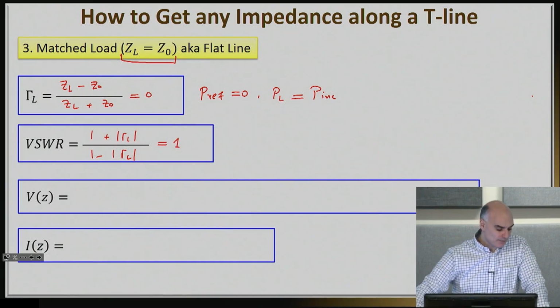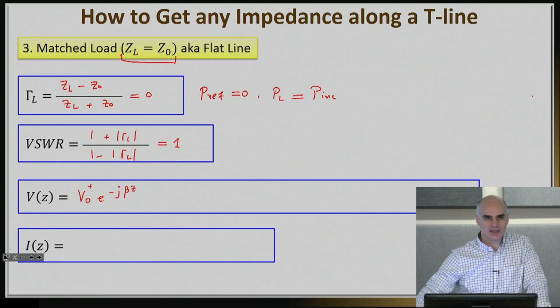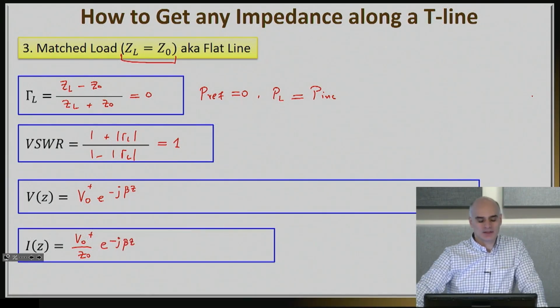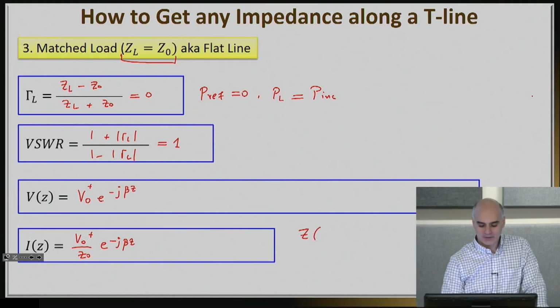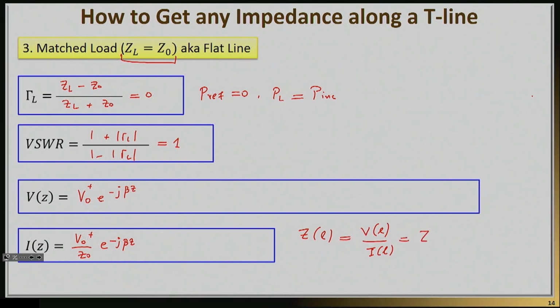Now, V of z has only the incident wave, so it's V naught plus e to the negative j beta z, while I of z is also very simple: V naught plus divided by Z naught, e to the negative j beta z. There is no reflected wave here, so both are very, very nice. And of course, if you divide V by I, you will be able to get the fact that ZL is equal to Z naught along the entire transmission line length.